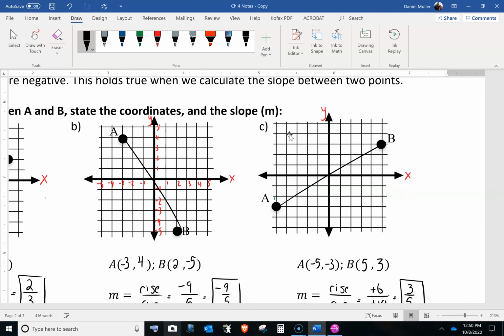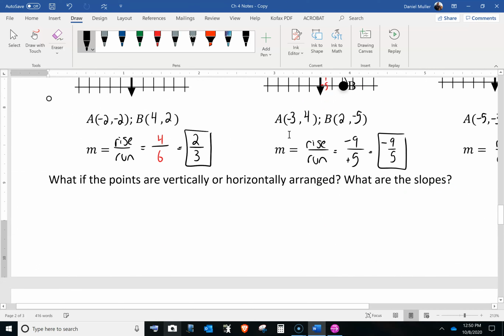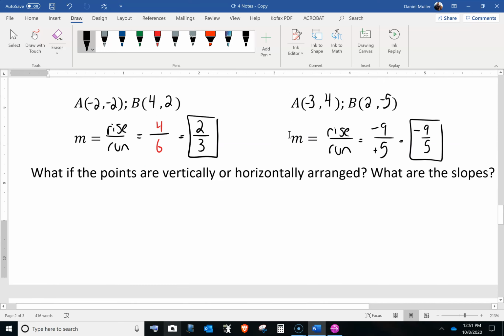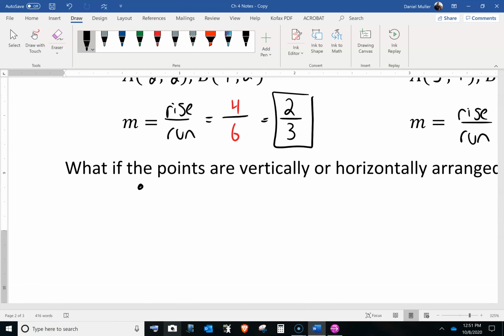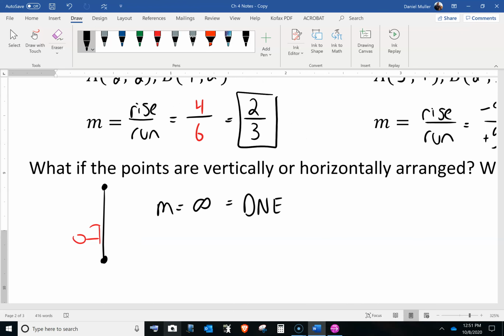Okay, so hopefully you're getting the hang of this. See what else here. What if the points are vertically or horizontally arranged? Well, we already answered that, but if the points are vertical, like that, and you connect the lines, remember that if it's vertical, then the slope, so your m, will be infinity, which we say is so steep, it is straight up and down, we say it does not exist.